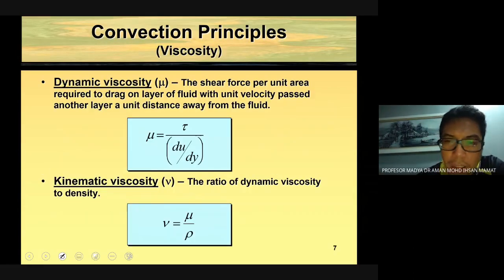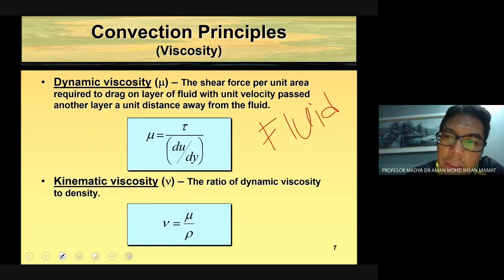Okay, and this is the dynamic viscosity because we're going to involve the fluid. Okay, so thus the fluid will have this criteria.